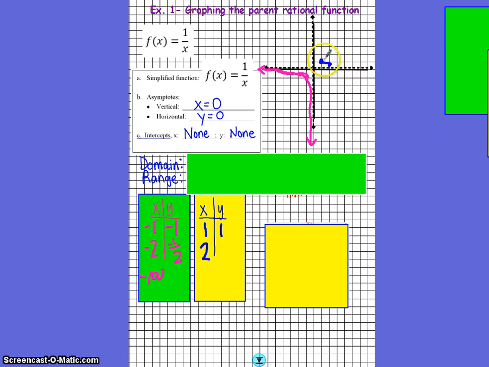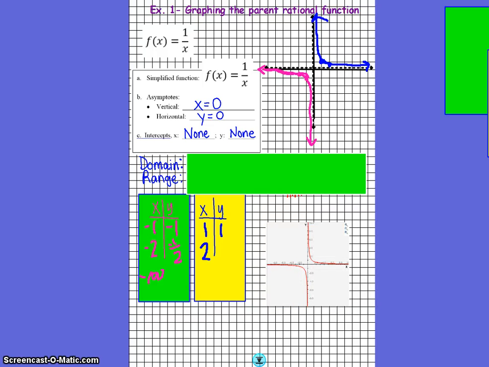horizontal asymptote here, the graph is going to get really close to that horizontal asymptote, and then to the left to complete this part, the graph is going to get really close to that vertical asymptote this time. And once we have a complete graph for each section of the vertical asymptote, we are done.